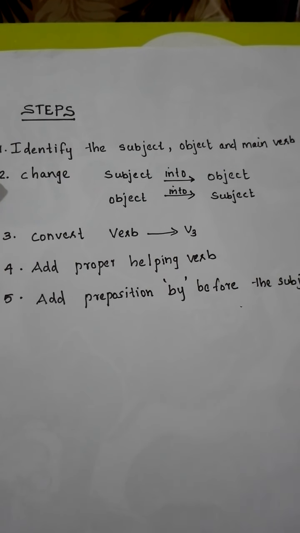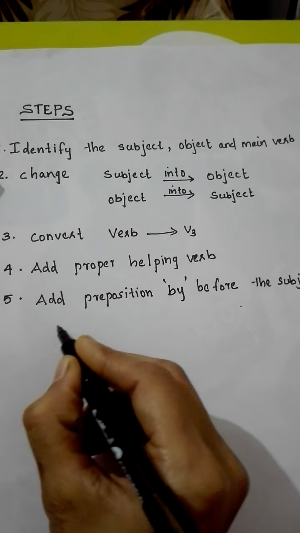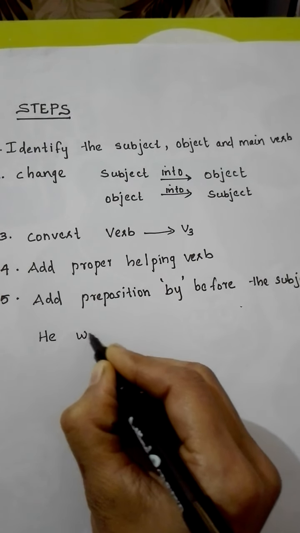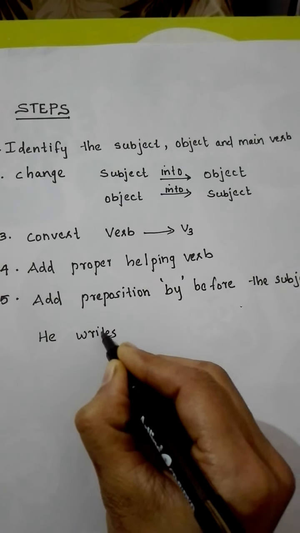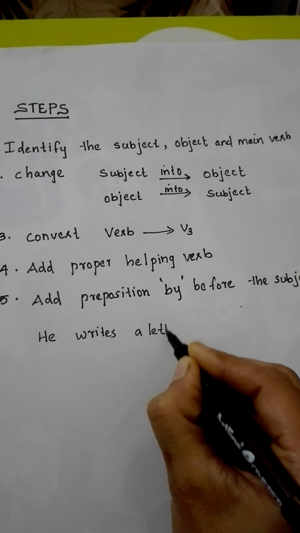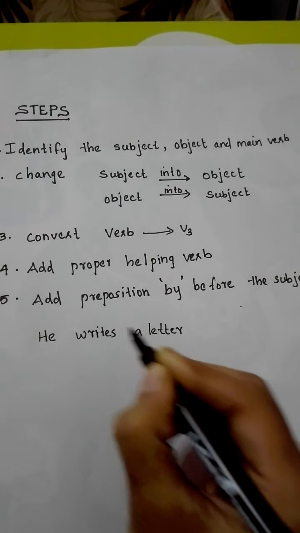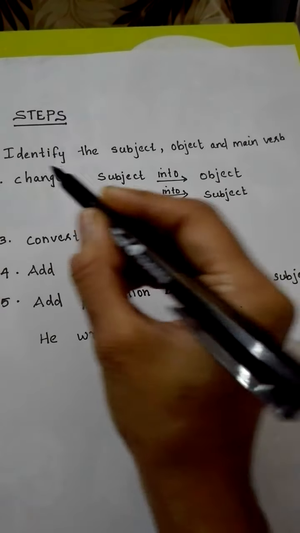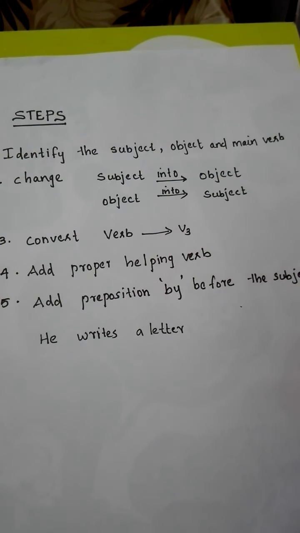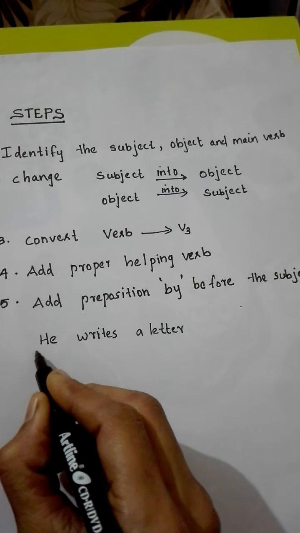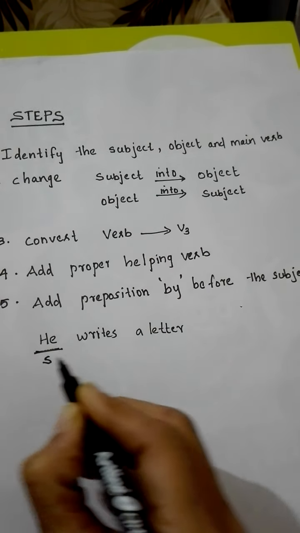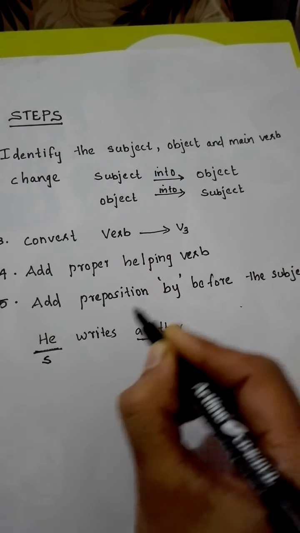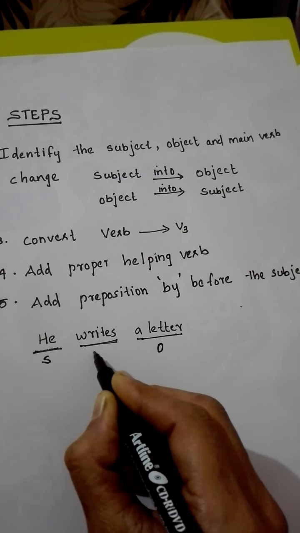Okay. So here we can take our previous example itself. What was that? He writes a letter. Okay. Now, see which are the steps to convert active voice into passive voice. First, we should identify the subject, object and main verb. Isn't it? So, what is the subject? He is the subject. And object, what is the object? Letter is the object. And what is the main verb in this sentence? Writes is the main verb.